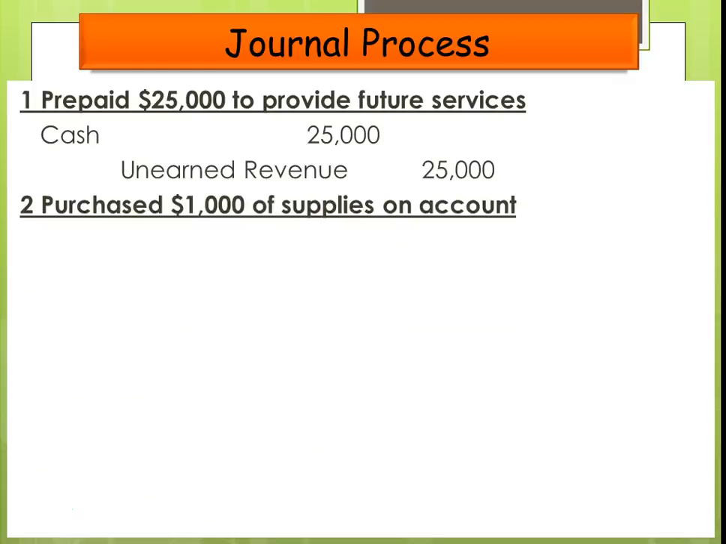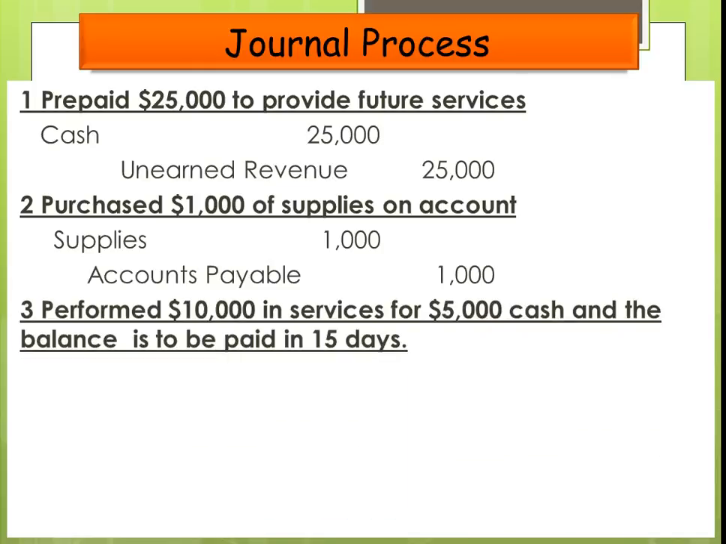Next, we purchased $1,000 of supplies on account. Supplies have future economic value, so they would be treated as an asset, and they would have gone up. But because we didn't pay for them, we've created a liability, accounts payable, which went up, which means we would credit it. The next thing that happened is we performed $10,000 in services. We received $5,000 in cash, and the balance is to be paid in 15 days.